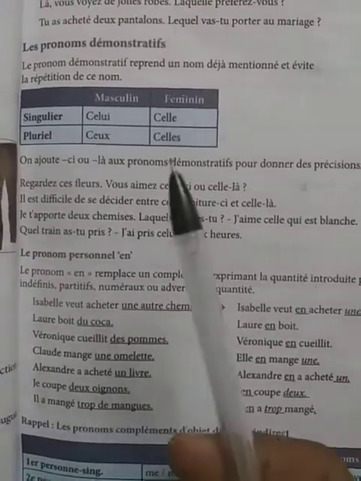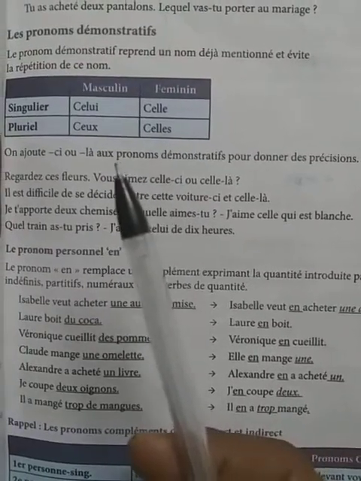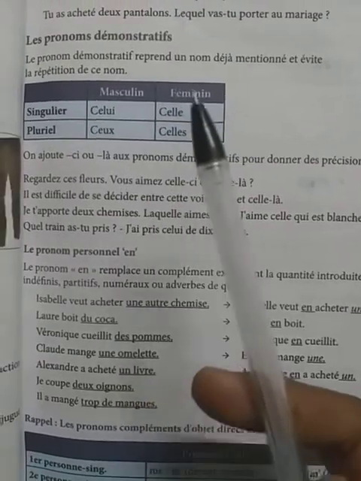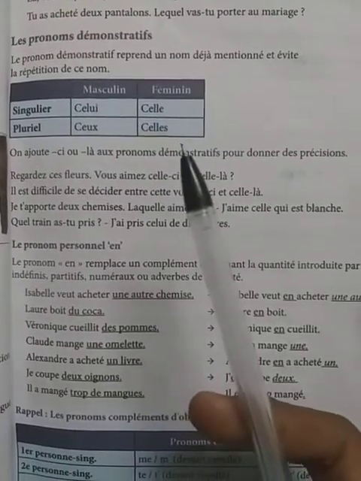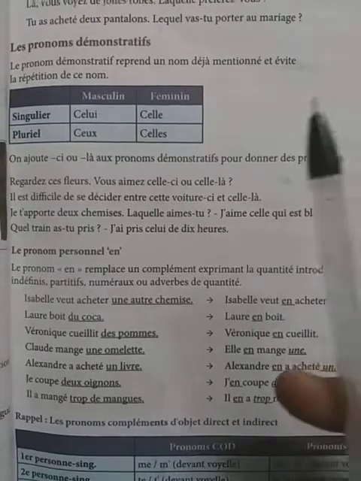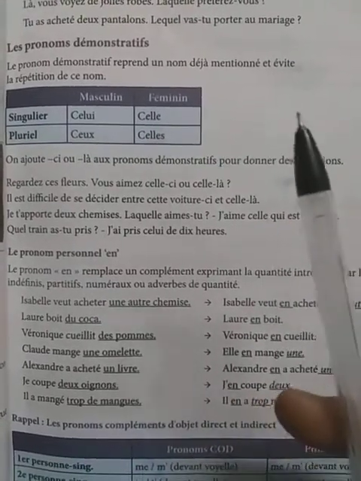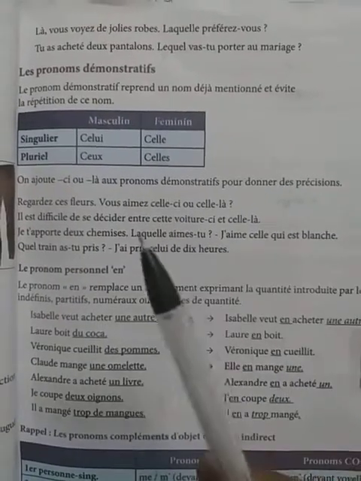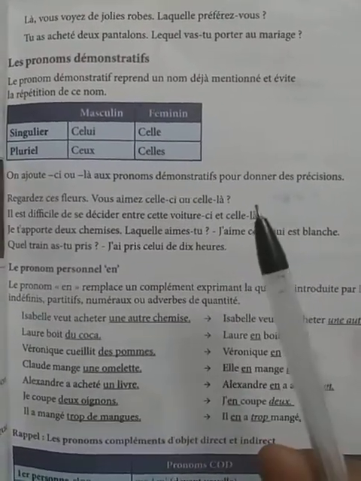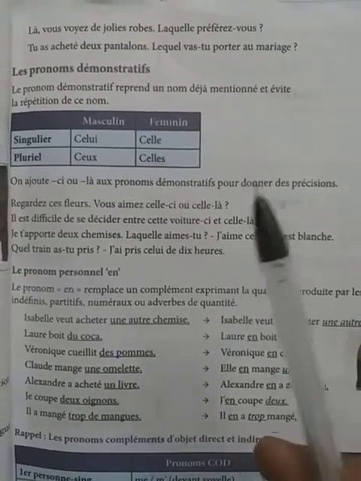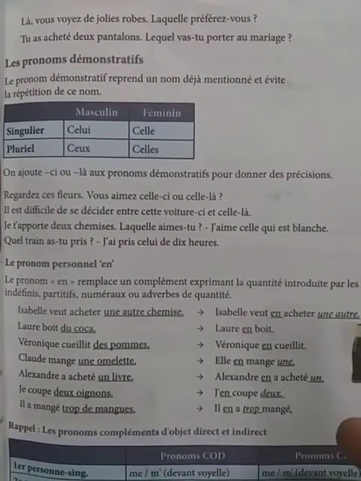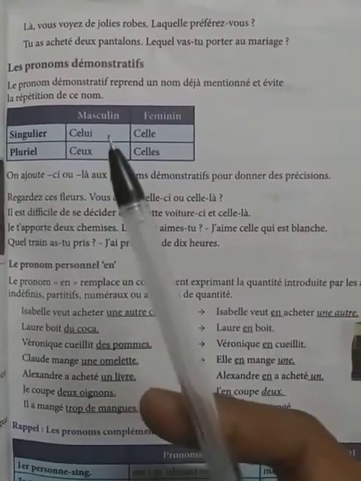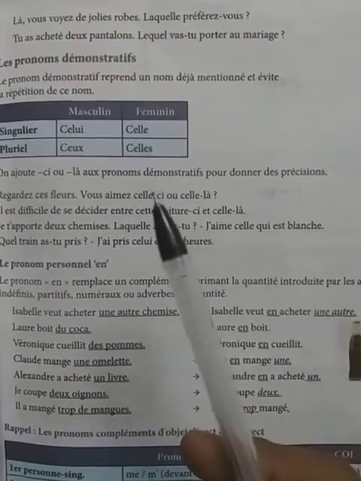Like last year, you have four types of demonstrative pronouns: masculine singular, masculine plural, feminine singular, feminine plural. What is the meaning of the demonstrative adjectives you studied last year? This, that. Here, this one, that one. These, those. That's the difference. This one, that one, the one, these, those. Meanings can change according to the context. Four demonstrative pronouns.